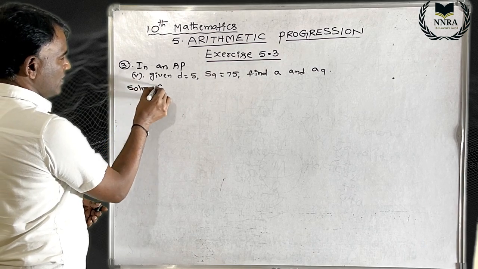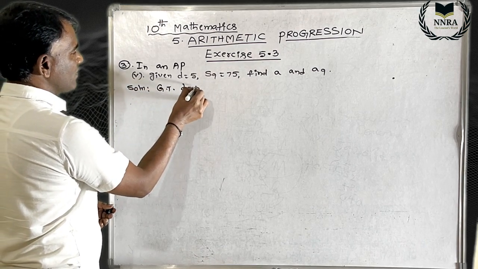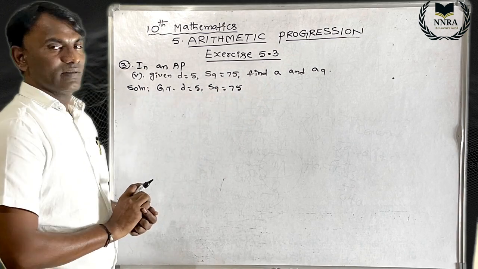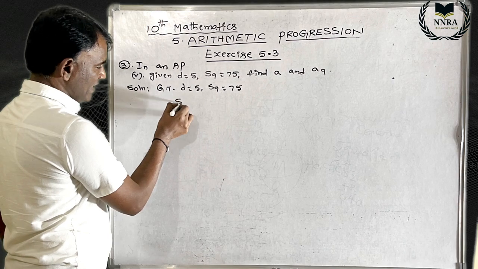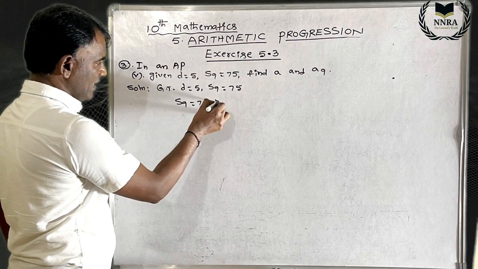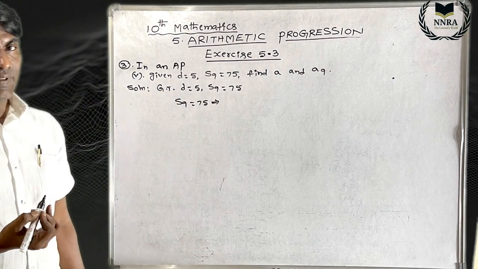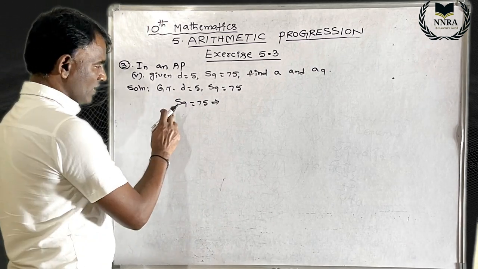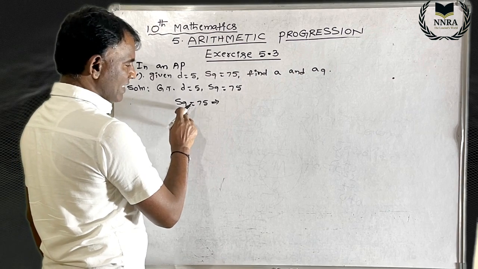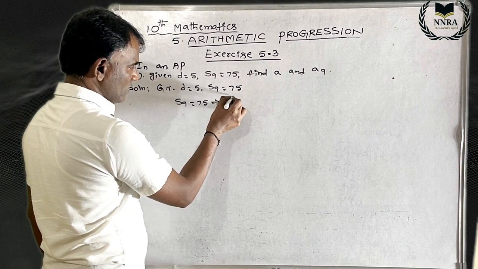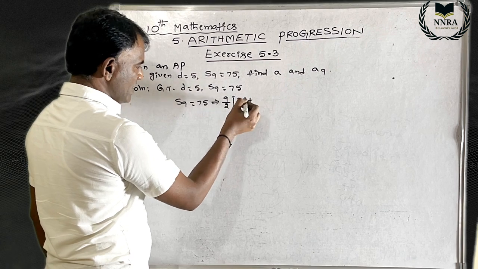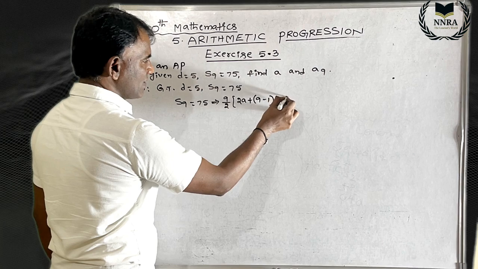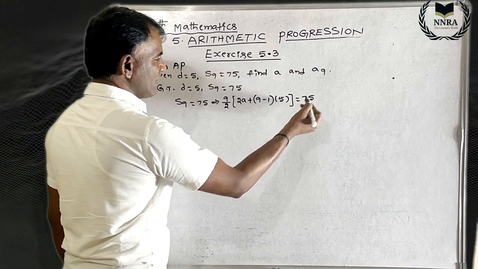So given that common difference d equal to 5. S9 equal to 75. Right? Again I am writing here S9 equal to 75. Then how to write S9? Sn formula is there, na? n by 2 into 2a plus n minus 1 into d. Use that formula. So how to write this S9? So n equal to 9. So 9 by 2 into 2a plus n minus 1 means 9 minus 1. D value is 5 equal to 75.